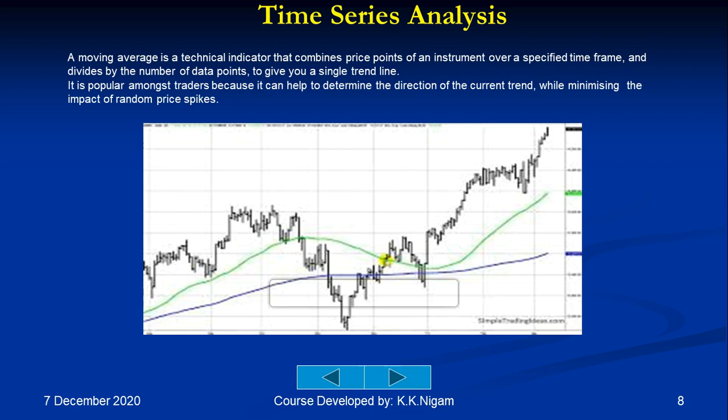Now, a moving average is a technical indicator that combines price points of an instrument over a specified time frame and divides by the number of data points to give you a single trend line. It is popular amongst traders because it can help to determine the direction of the current trend while minimizing the impact of random price spikes.